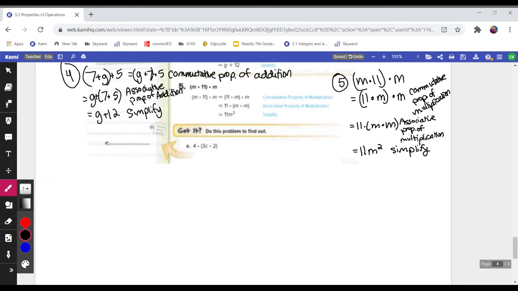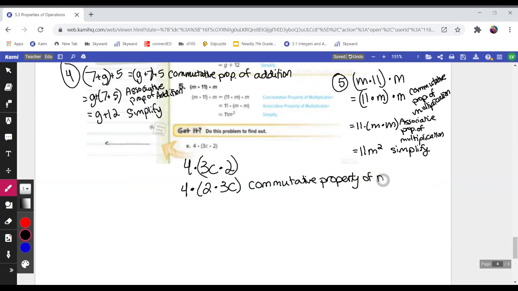Got it? Well, let's try letter E. We have 4 times 3c times 2. Well, I'm going to rearrange this and make this 4 times the quantity 2 times 3c. To justify my step, that is the commutative property of multiplication.